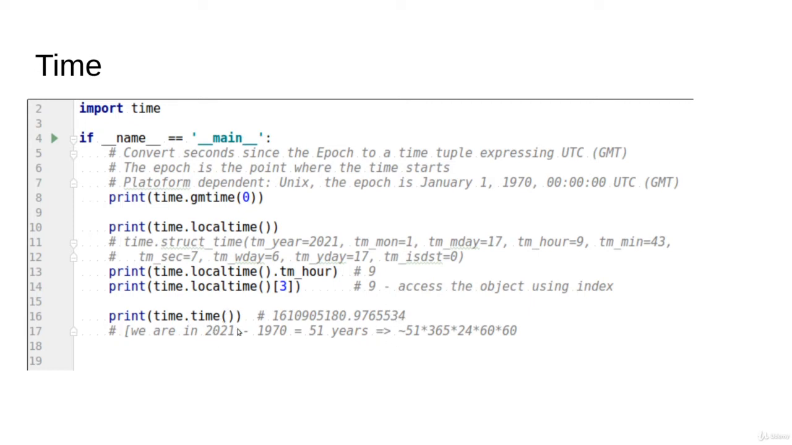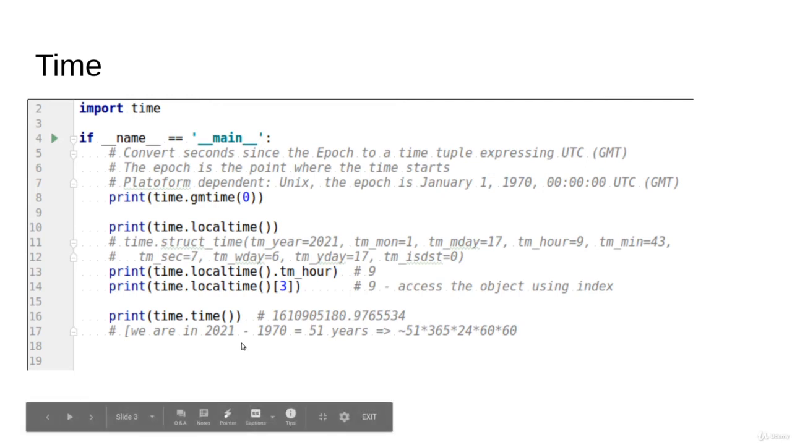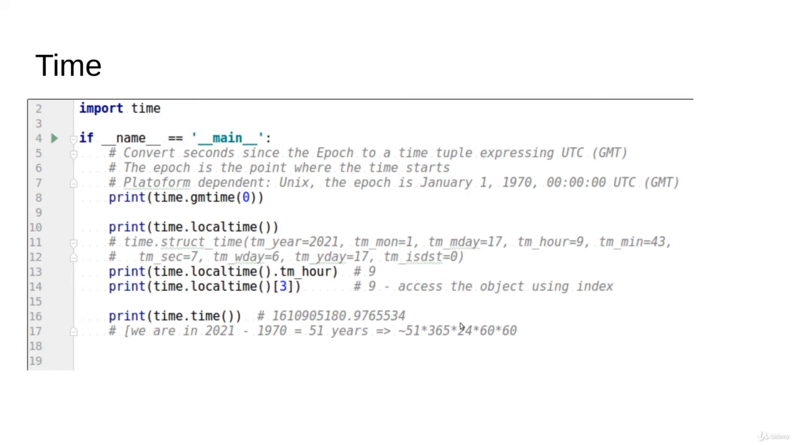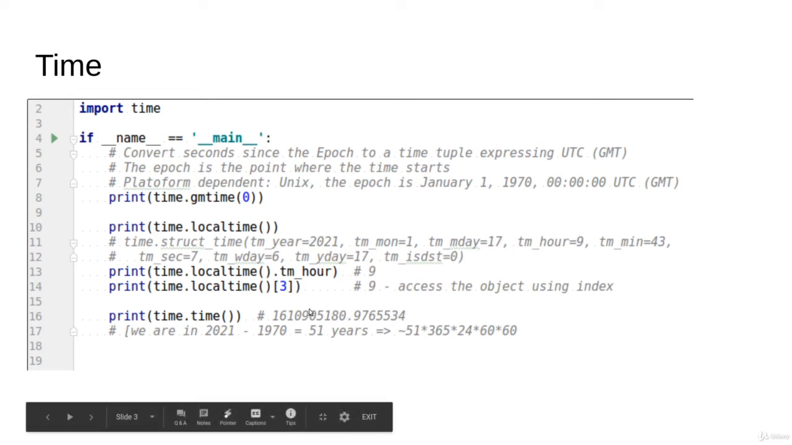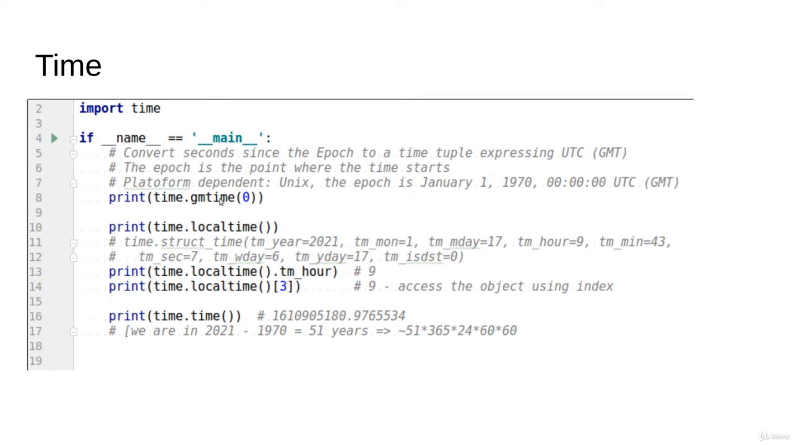If you try to make an approximation, we are now in 2021, and from 1970 we have 51 years. 51 years on average, 365 days, 24 hours, 60 minutes, 60 seconds. If you multiply all of that together, you will notice it's a bit close to this number. I hope you got the details of that. This is the epoch point. This is the fraction of seconds since this epoch point. And this is the local time with its components.